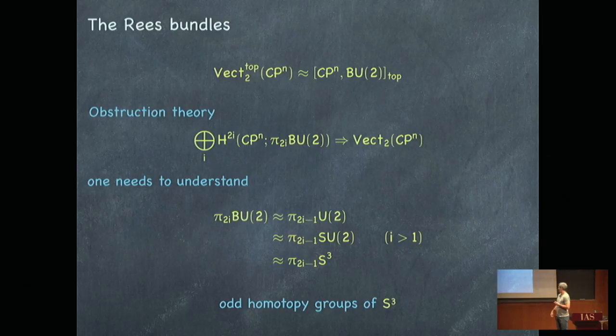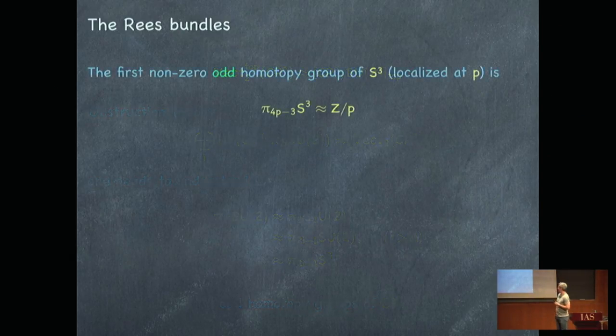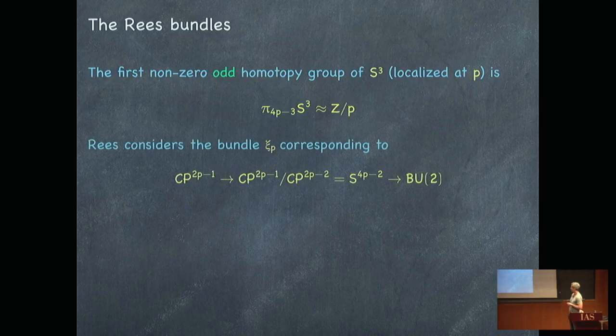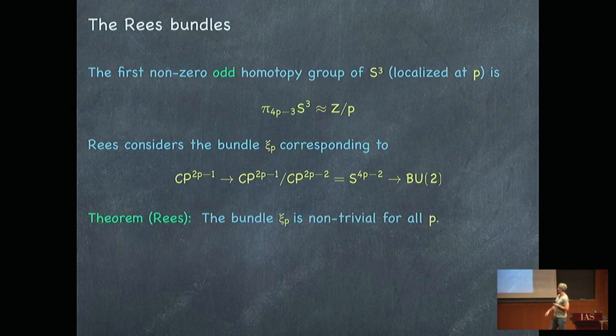Well, maybe I don't want to know all of them. Maybe I just want to know where's the first one. That was found by Serre. The first non-zero odd homotopy group of the 3-sphere, localized at a prime p, is in pi_{4p-3} of S^3. That corresponds to a vector bundle over complex projective space of dimension 2p-1, where p is a prime. That's the map classifying it, and it uses this particular element in the homotopy groups of spheres. Elmer Rees showed that the bundle was non-trivial.